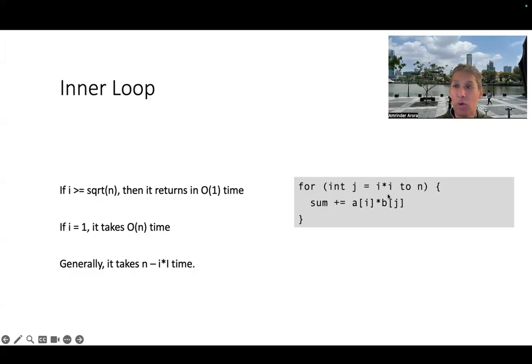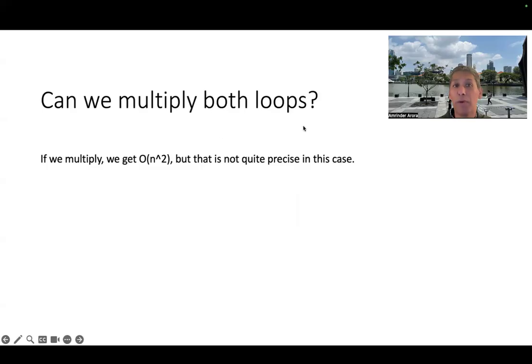Sometimes people say that it takes order square root of n time. That's not true. If i is equal to 1, then it's going to take order n time. If i is equal to 2, it's going to take order n time. i equal to 3, it's going to take order n time. But as i becomes square root of n, then it starts taking order 1 time. And of course, it gradually decreases. So in the worst case, it does take order n time. So if we multiply both the loops, we get order n for the first loop, order n for the second loop. And then we get big O of n squared.